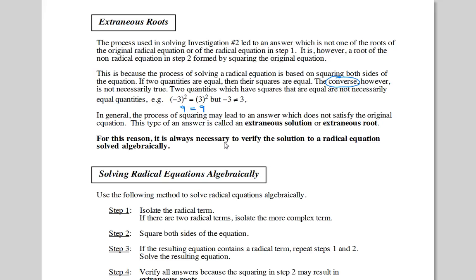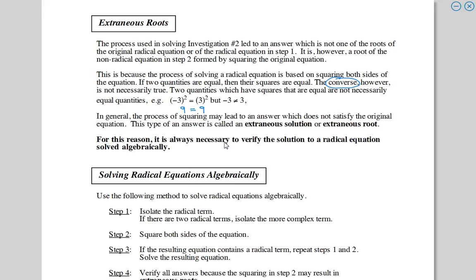they are not equal. So this is why you can, from time to time, find yourself with an extraneous root or extraneous solution. It's basically the one that doesn't work. Okay, so extraneous is the reject. You say no, that one does not work, it's rejected. And for this reason, it's always necessary to verify.